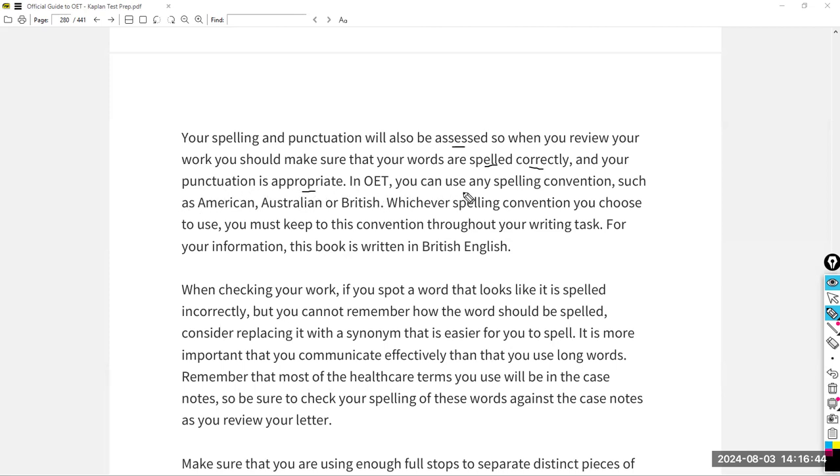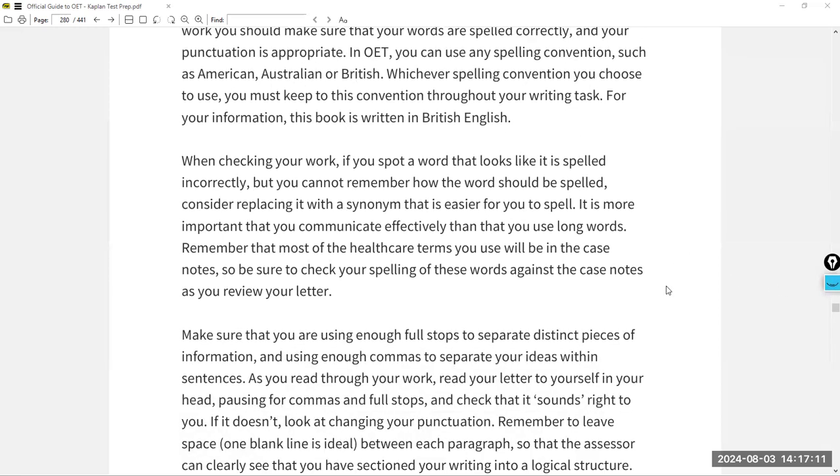In OET, you can use any spelling convention, such as American, Australian, or even British. It's not that big a problem. Whichever spelling convention you choose to use, you must keep to this convention throughout your writing task. For your information, this book is written in British English. Okay.